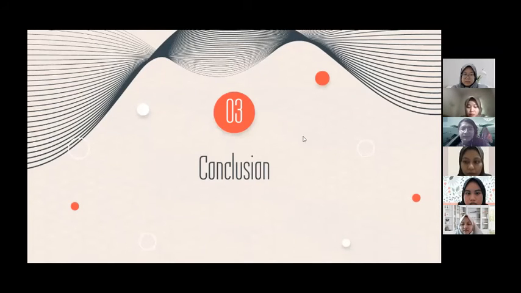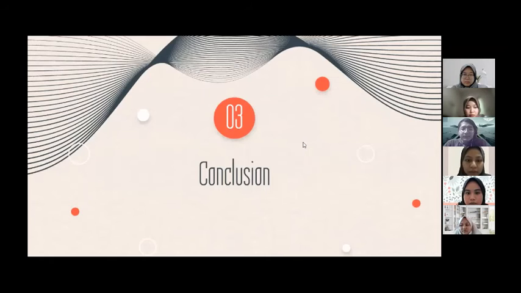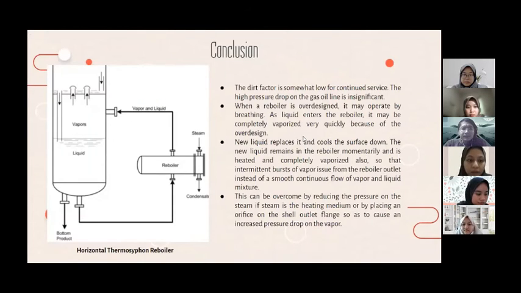Okay, for the conclusion, next. From the picture of the horizontal thermosiphon reboiler, we get that the dirt factor is somewhat low for continuous service. The high pressure drop on the gas oil line is insignificant. When a reboiler is over designed, it may operate by breathing. As liquid enters the reboiler, it may be completely vaporized very quickly because of the over design, so no new liquid replaces it and cools the surface down.